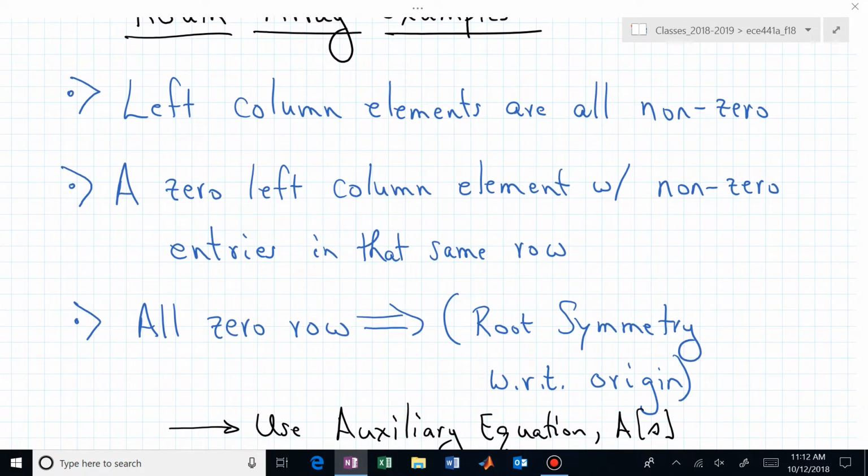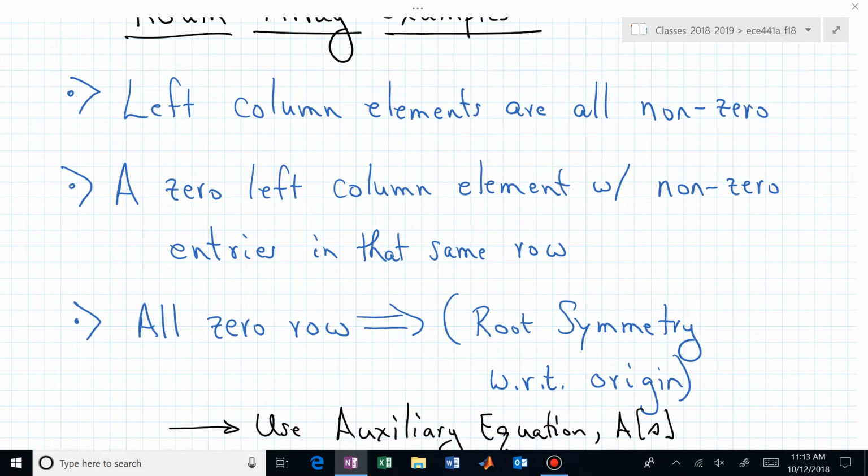The first case, which we've labeled A before, is if our left column of elements in the Routh array are all non-zero, then we can determine, based on the number of sign changes that occur in the left column, how many roots we have with positive real parts, or that are in the right half plane.